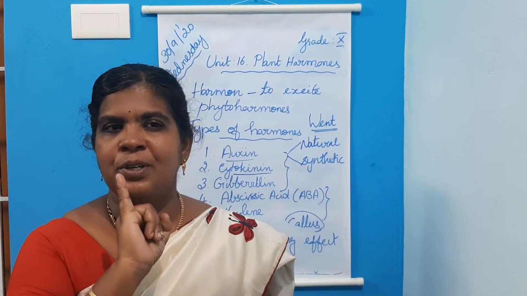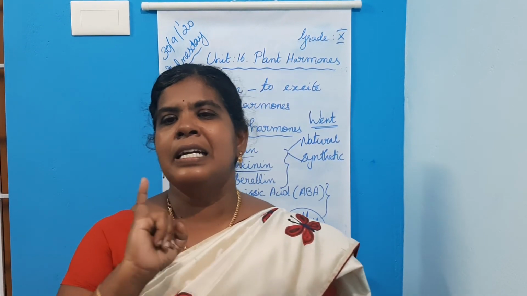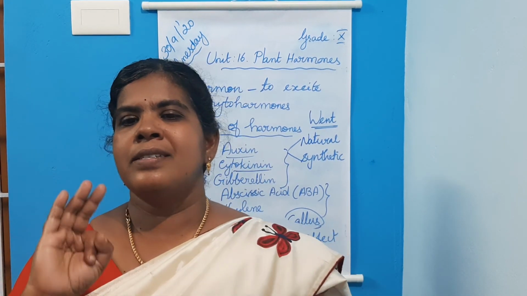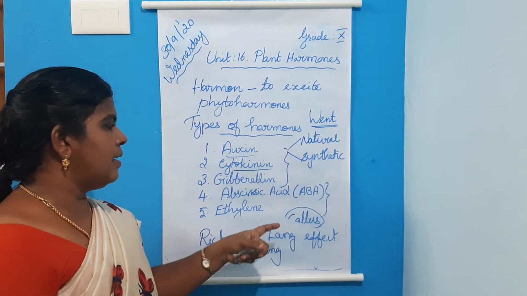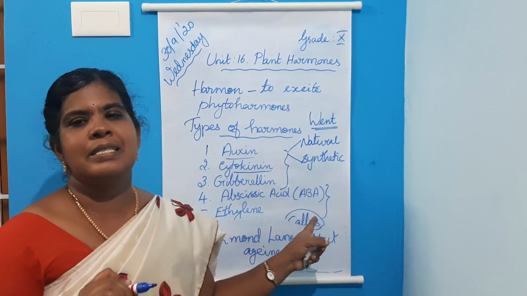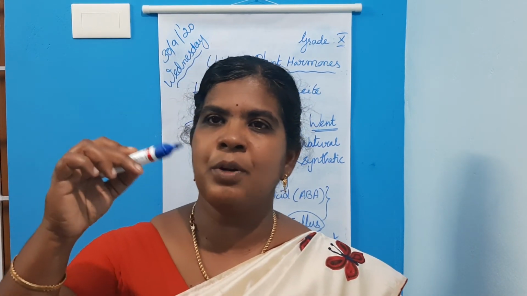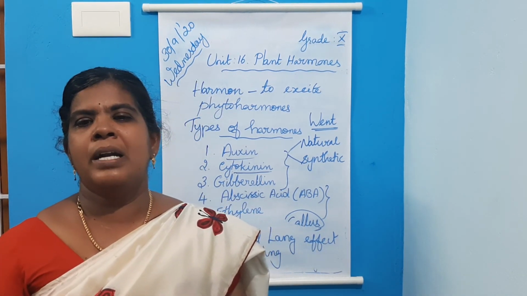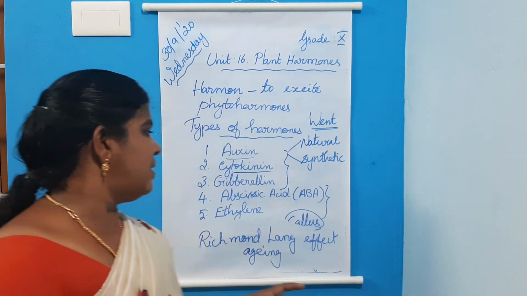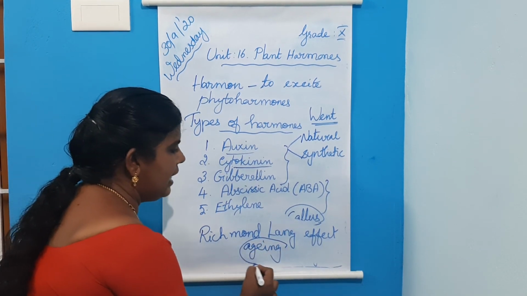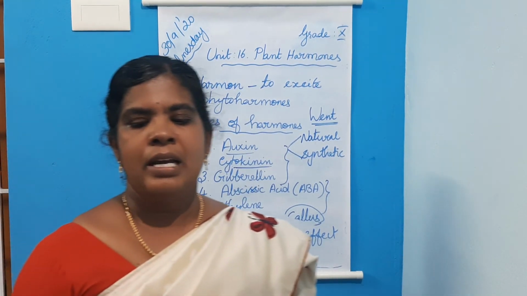Cytokinin, what is the first effect? Cytokinin induces cell division. Cytokinin promotes cell enlargement. Then cytokinin and auxin together induce the formation of new organs from the callus. That is called morphogenesis. Then cytokinin promotes the growth of lateral buds. What about auxin? Auxin promotes the growth of the apical bud. Cytokinin promotes the growth of lateral buds in the presence of auxin. The last one is that application of cytokinin delays the process of aging in plants. That is called the Richmond-Lang effect.